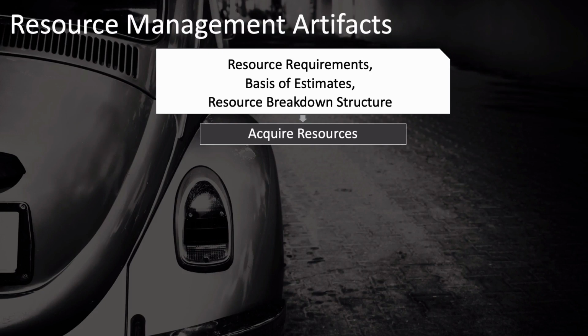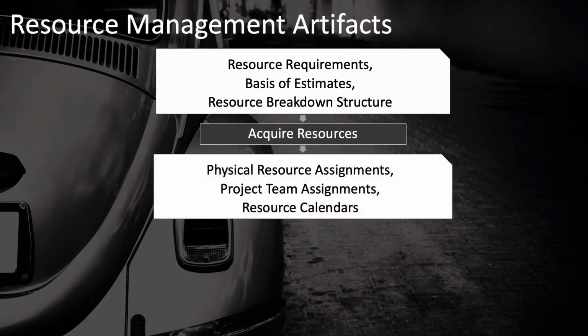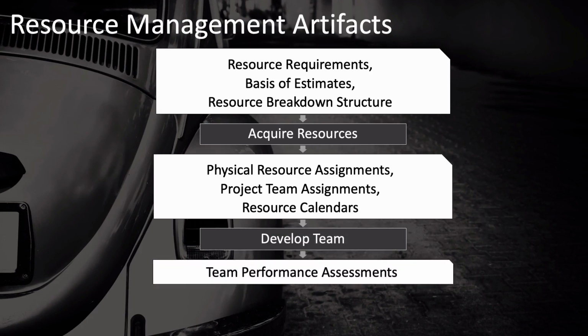And once you've acquired those resources, what do you naturally have? You now have your physical resource assignments and your project team assignments and your resource calendars, which tell you when each of these resources is available. Those are naturally the inputs to developing your team. As you're developing your team, you make assessments. The main output of that is team performance assessments, which are, of course, inputs to managing your team.